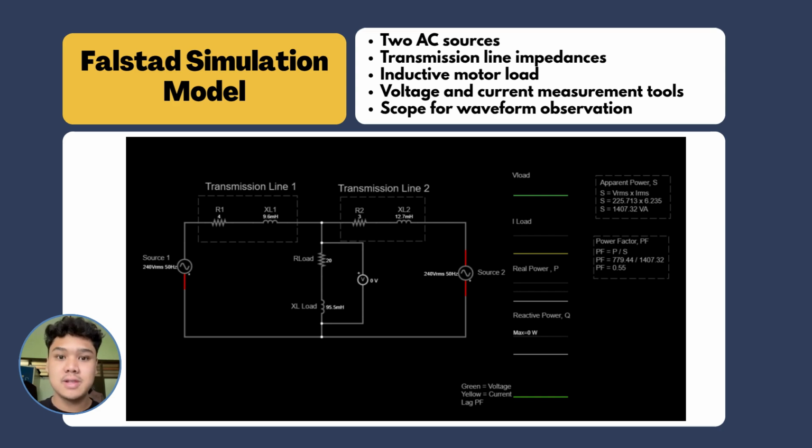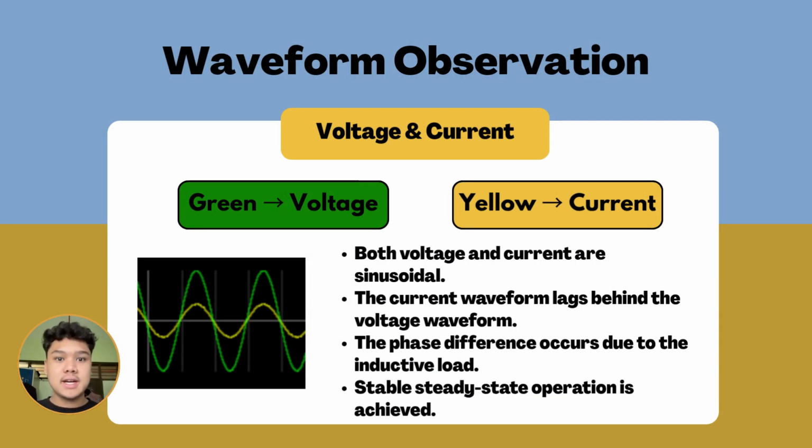behaves in real time. Moving on, this slide shows the voltage and current waveform that we have observed from the Falstad simulation. As you can see from the graph, both the voltage and current have sinusoidal forms, which is the normal behavior of an AC power system. The green waveform represents the voltage, while the yellow waveform represents the current. One important observation is that the current waveform is slightly behind the voltage waveform, or in other words, the current lags the voltage. This happens because our system uses an inductive load.